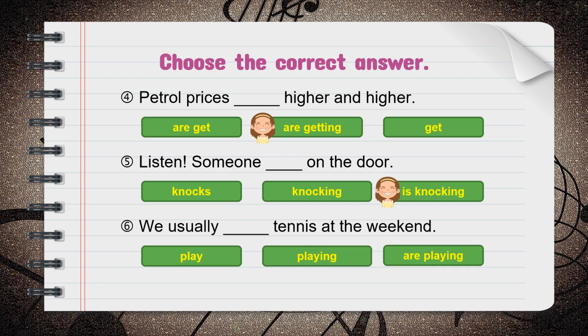We usually play tennis at the weekend. Okay, great. Do you agree with them? Yes. Yeah, okay, so this is routine. So we usually play tennis at the weekend. Okay, thank you guys.